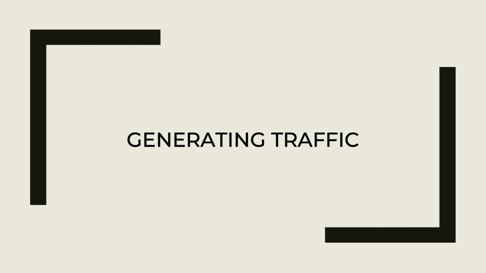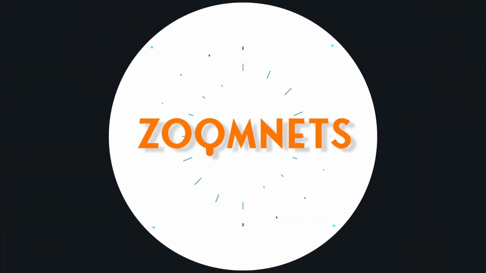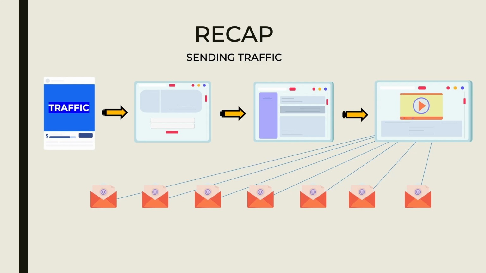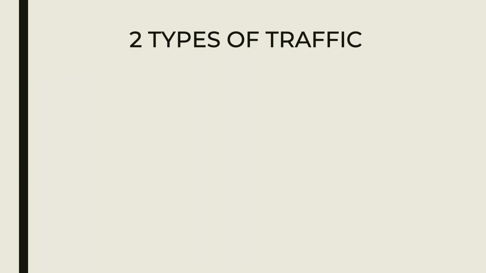In this video, we're going to be talking about generating traffic that you can send to your opt-in page so that you can collect the emails and then do the follow-up email marketing campaign. So far, we had everything set up with our email automation. We have the opt-in pages set up and then the links and all that set up. So now we just need to figure out how we're going to send traffic to our opt-in page.